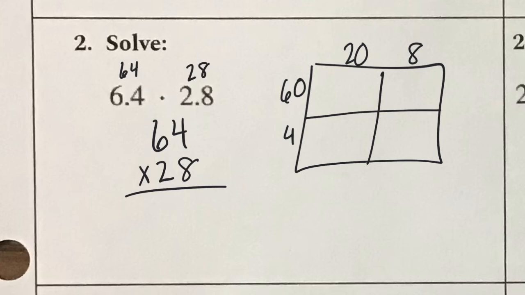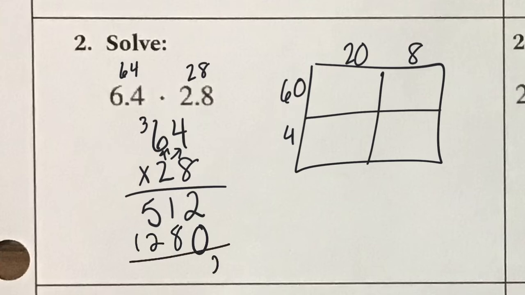So if I use this, I have to think 8 times 4, which is 32. Carry the 3 because of the place value. 8 times 6 is 48, plus the 3 is 51. And then we have to remember this 2 right here actually represents 20, so we need to put the 0 down. And then 2 times 4 is 8, and 2 times 6 is 12.